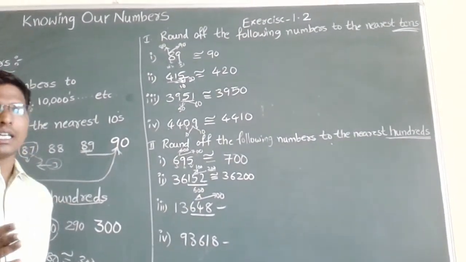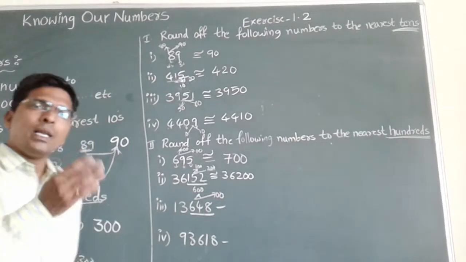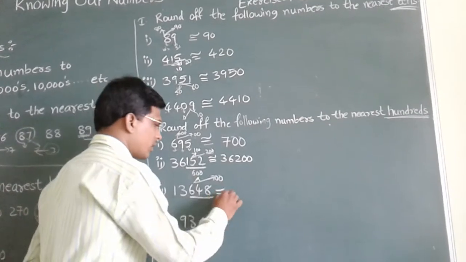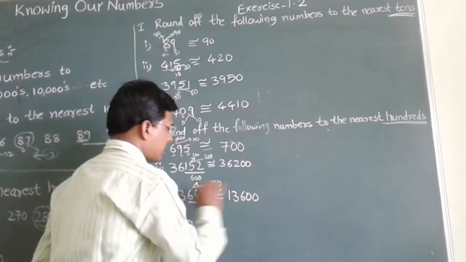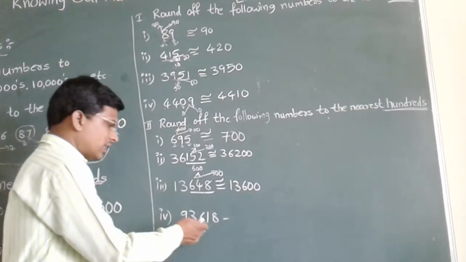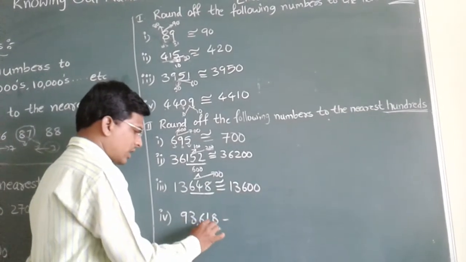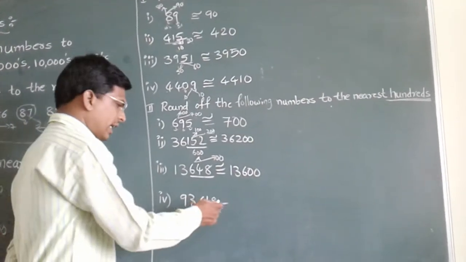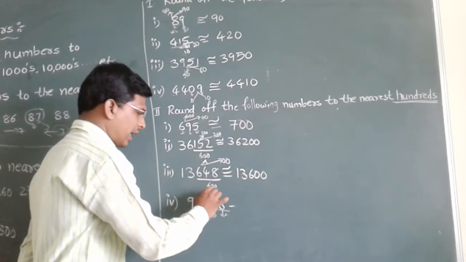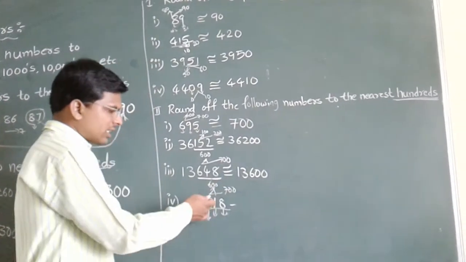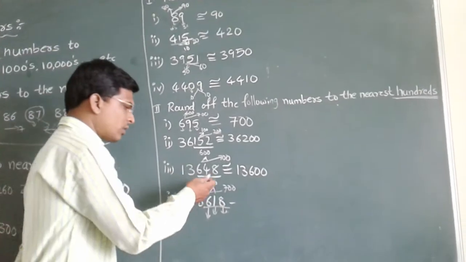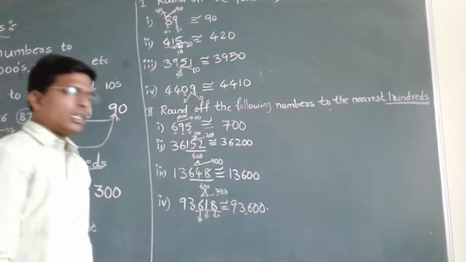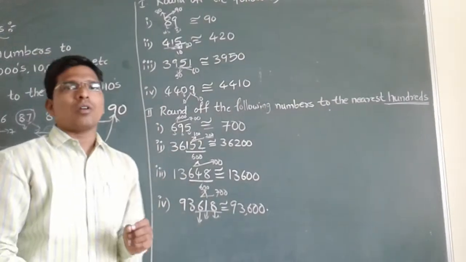50 means exactly half. 48 is below 50. Yes or no? It is below 650. So we can round up this value to 13,600. Next, 93,618. Ones position, tens position, and hundreds position. So take this number. 618 is in between 600 and 700. 618 is very near to 600. So we can round off this number to 93,600. So this is the way of rounding off numbers.